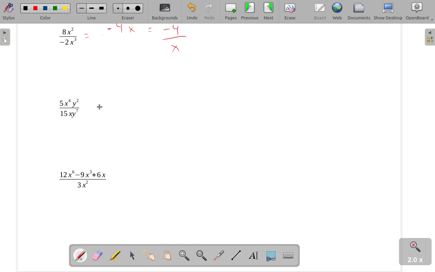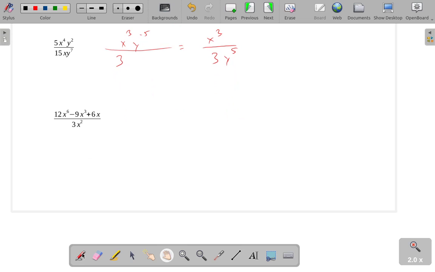Alright, on this one, 5 over 15 leaves a 3 down below because there's a common factor of 5 that I can cancel out. X to the 4th over x, 4 minus 1 is 3. And y squared over y to the 7th, 2 minus 7 is negative 5. You might have noticed by now that there actually is a little bit of a shortcut I could have done. If I'd done 7 minus 2, I would have ended up with the y to the 5 there on the bottom. I don't know that I'd recommend using shortcuts like that too much, because you do need to know this whole negative exponent thing anyway. I don't really find it's worth your time to learn extra stuff for shortcuts that only sometimes work.